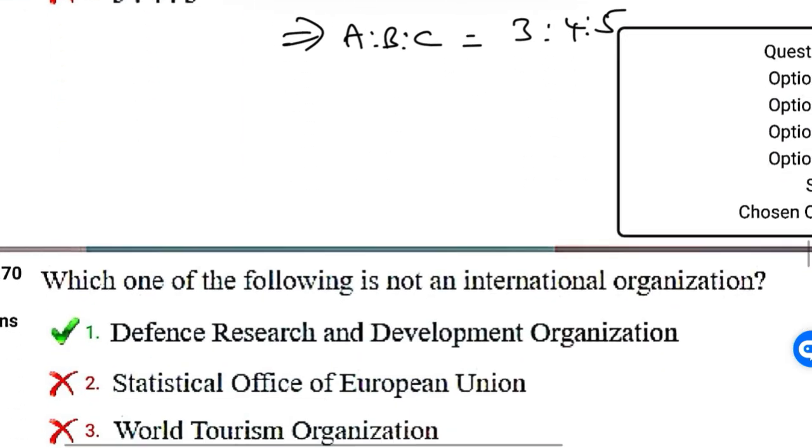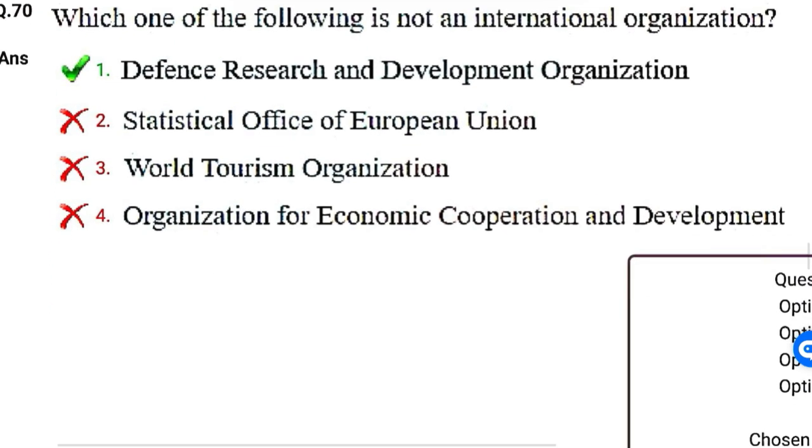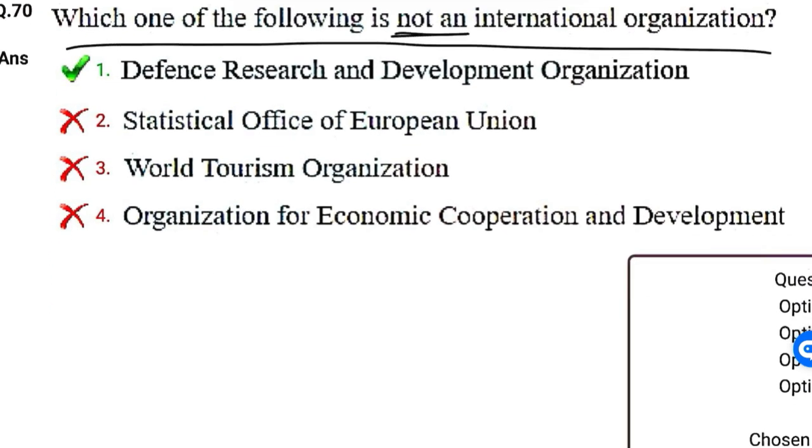Which one of the following is not an international organization? Here, Statistical Office of European Union is correct, World Tourism Organization is correct, and Organization for Economic Cooperation and Development is correct. So only option 1 does not follow. Defense Research and Development Organization is not an international organization, because it is the R&D wing of the Ministry of Defense by the Government of India.